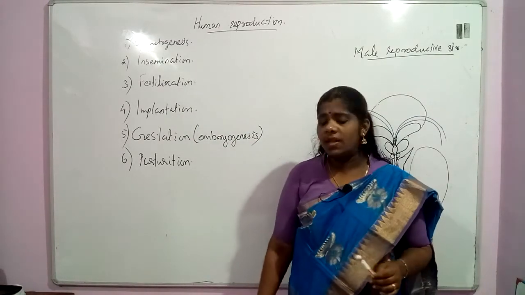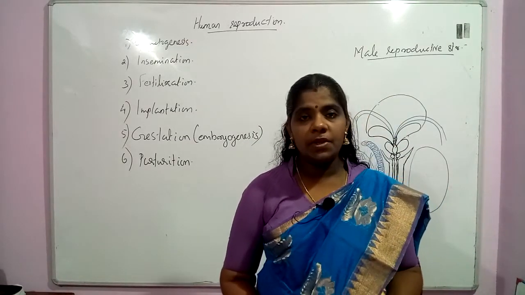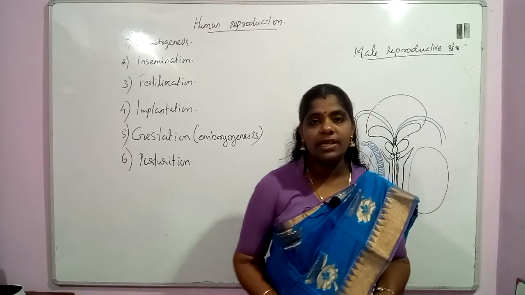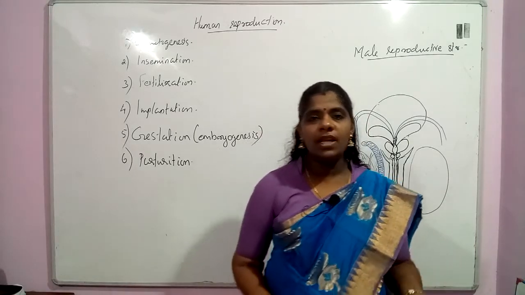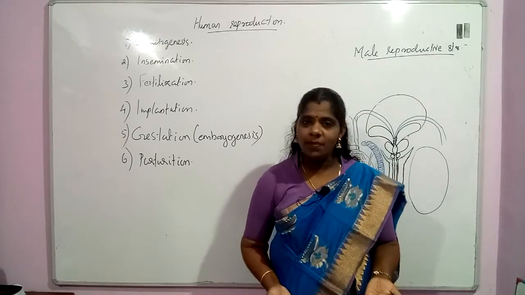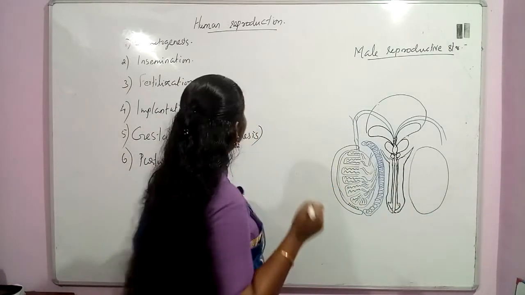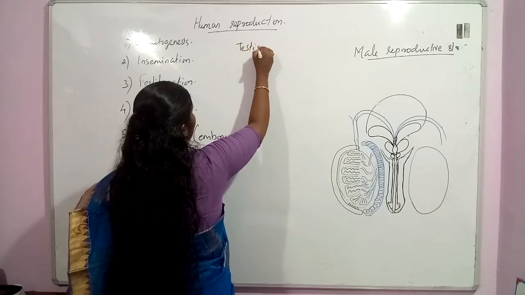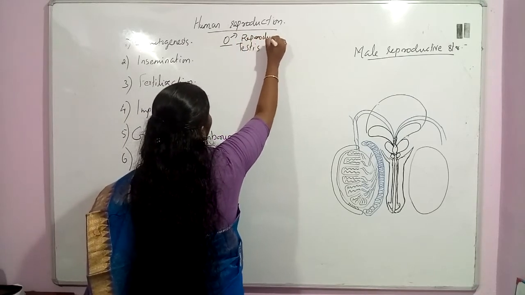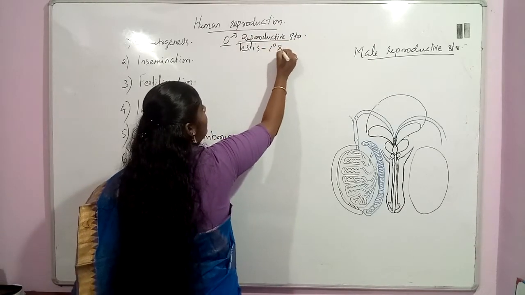Now, gametogenesis. We are going to start with the reproductive structure in detail. Just before that, we will see which reproductive structures are present in male and female. In the male, the reproductive structure present includes the testis. Testis is the primary sex organ.